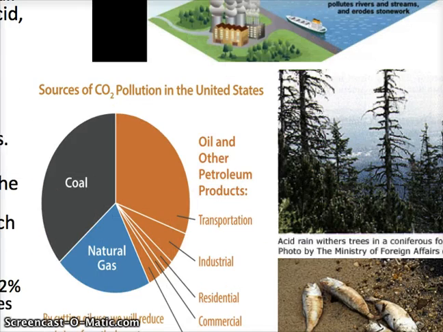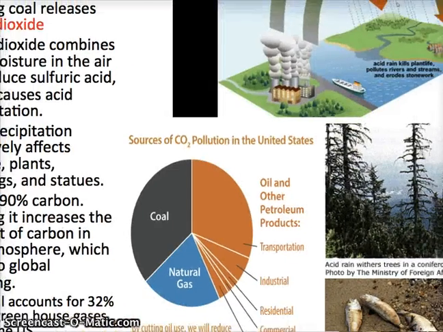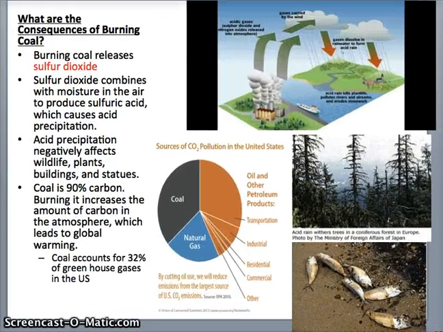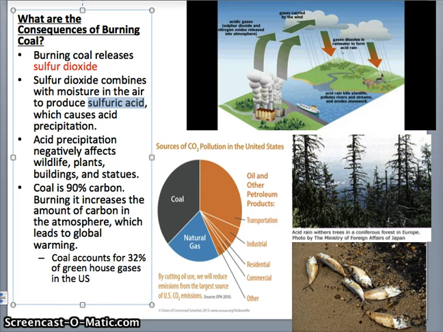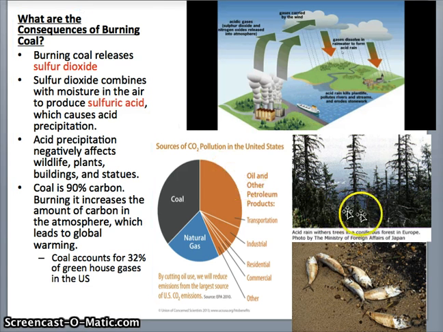So now let's talk about the consequences of burning coal. Burning coal releases sulfur dioxide, which is a pollutant. The sulfur dioxide gas will combine with moisture in the air from the water cycle and make sulfuric acid, and then it's going to rain down back onto the land and in the water. And acid precipitation is very bad for plants and animals, as you can see here.